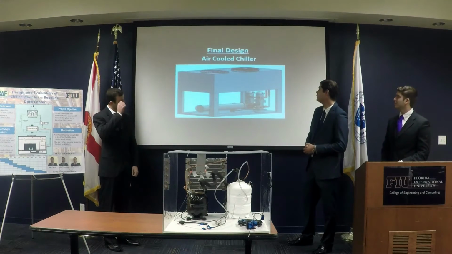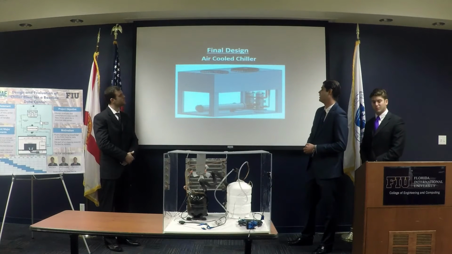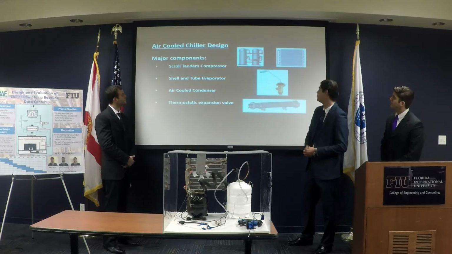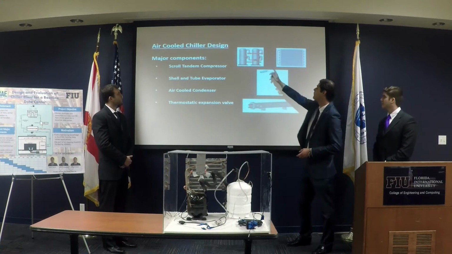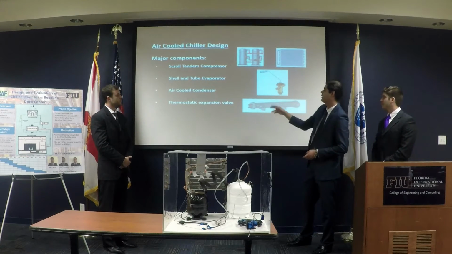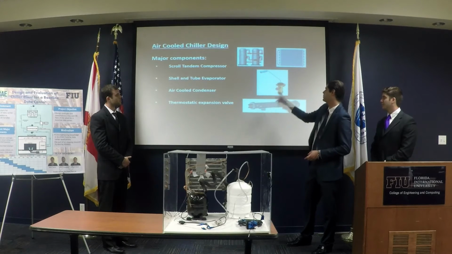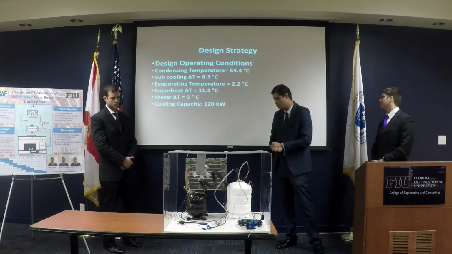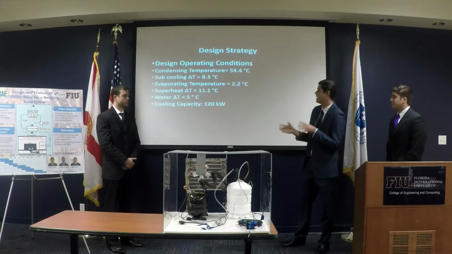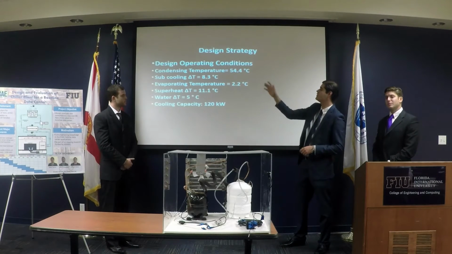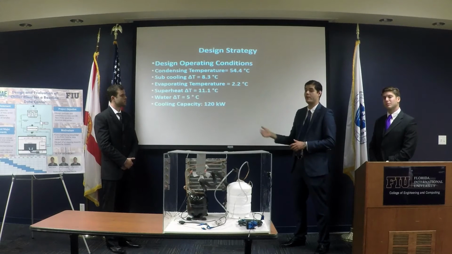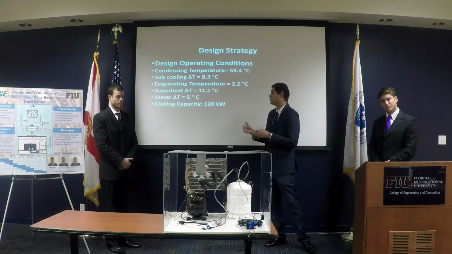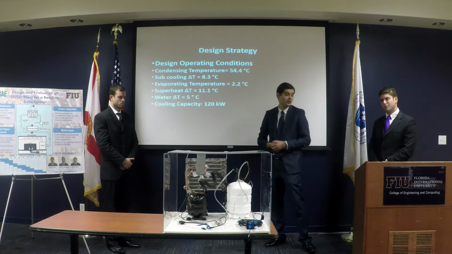This is our final design in SolidWorks for the air-cooled chiller, and these are the major components. We use a scroll tandem compressor, a shell and tube evaporator, an air-cooled condenser, and a thermostatic expansion valve. So our design strategy was to size and select components based on the design operating conditions given by the standard, always taking into account that our cooling capacity needed to be at least 120 kilowatts.